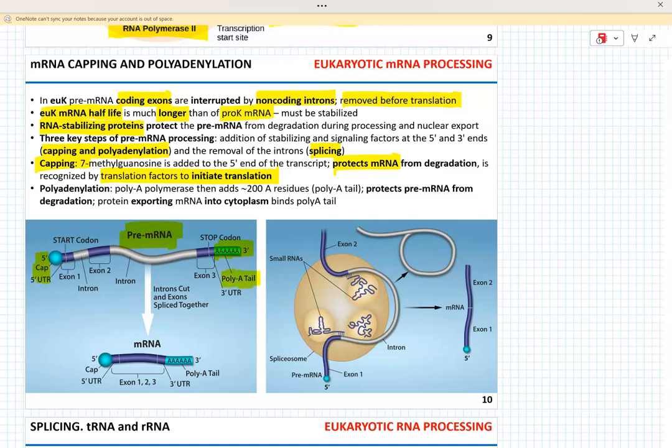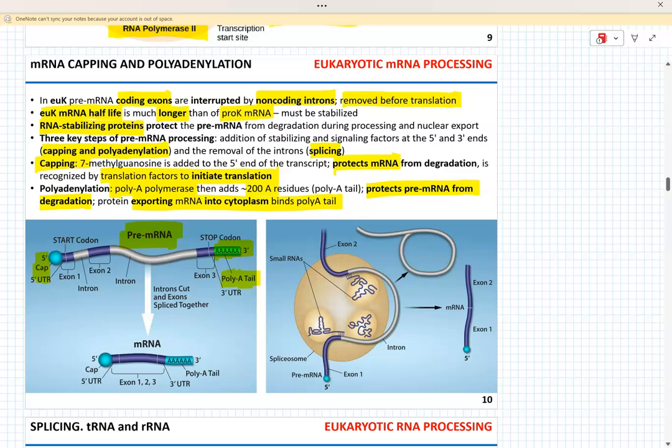Polyadenylation is the addition of a poly-A tail by the enzyme called poly-A polymerase. The size of the poly-A tail is usually around 200 A residues, and its role is to protect pre-mRNA from degradation and facilitate the export of mRNA from the nucleus into the cytoplasm.